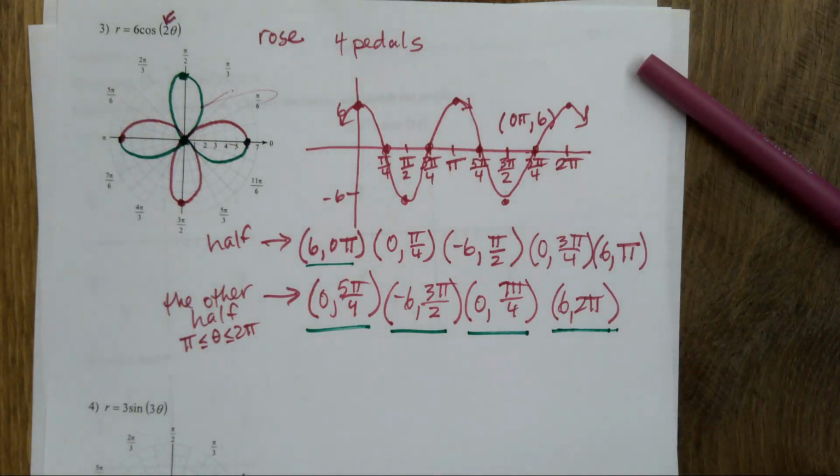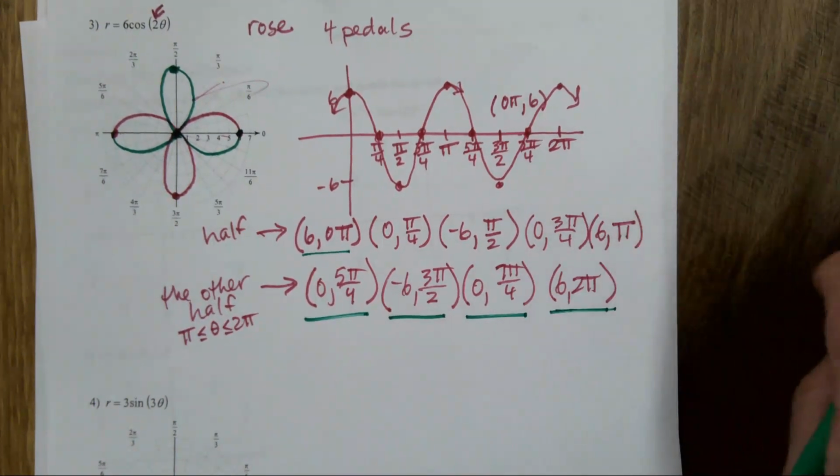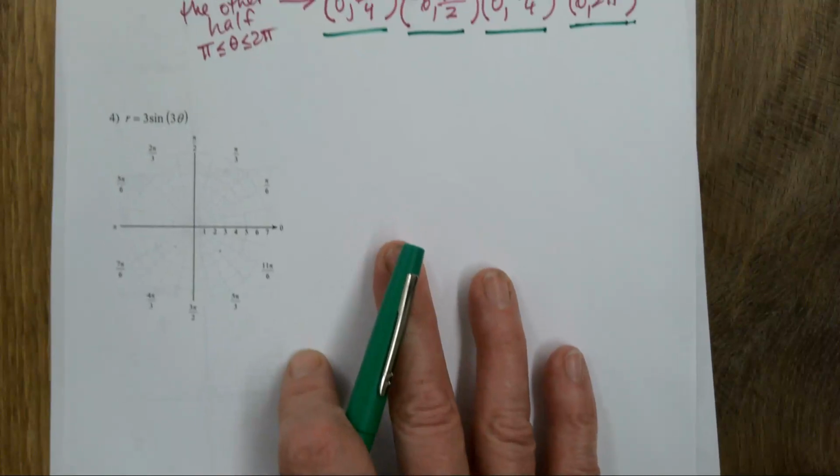Again, you'll be able to use this sheet to help you find what it looks like. You'll be able to use the link on the graphing calculator that I entered in there. We're going to do one more and then I'm going to let you try. What's my last one? Another rose.